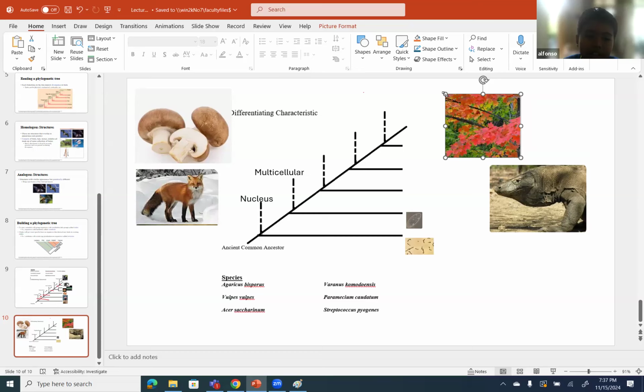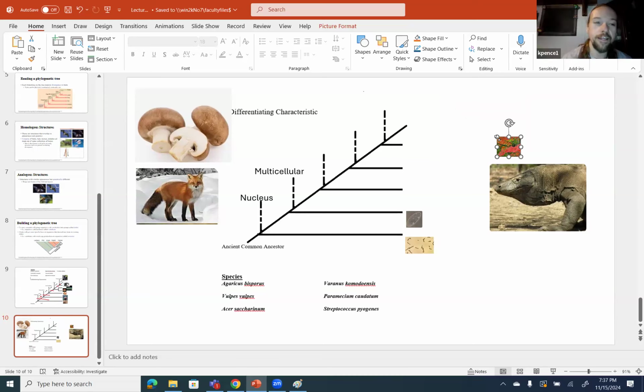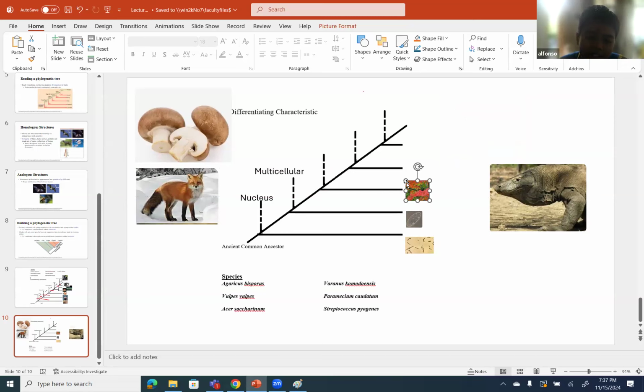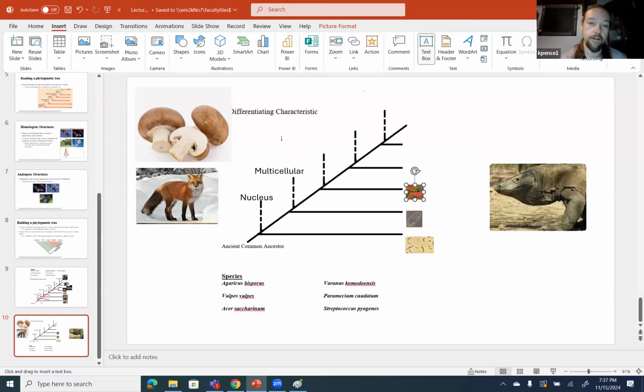Yeah. I mean, you're right, but why? Just guess. How about this? What can a plant do that you cannot do? Well, photosynthesis. Photosynthesis. Perfect. So the plant can go through photosynthesis, and the Komodo dragon, the mushrooms, and the fox cannot. So that's what we're going to put next. We're going to put right here.